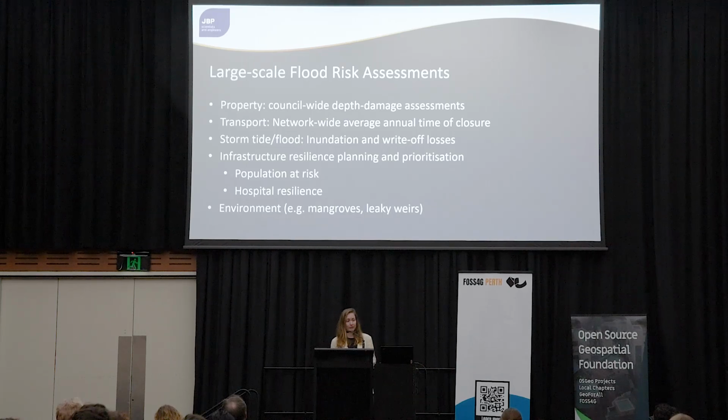For transport networks, how long are they expecting a closure if you've got a big event coming through? What are the write-off losses if it's an insurance or reinsurance company? And particularly what I'm most interested in is infrastructure resilience planning and prioritization. So what's your population at risk, where is that, what percentage of your local government area? How resilient are your hospitals if we have a big flood, can we even use your hospital, do you need to start looking at upgrading that?